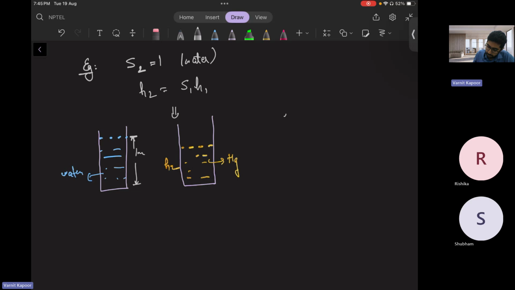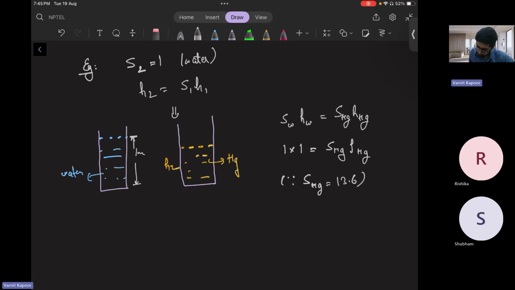So for pressure to be same, rho of water into H of water is equal to rho of mercury into H of mercury. What is rho of water? In terms of specific gravity, I can write. Specific gravities. So it is 1 into 1 is equal to specific gravity of Hg into H of Hg. Since you know that specific gravity of Hg is 13.6, so it is 13.6 into H of Hg is equal to 1.